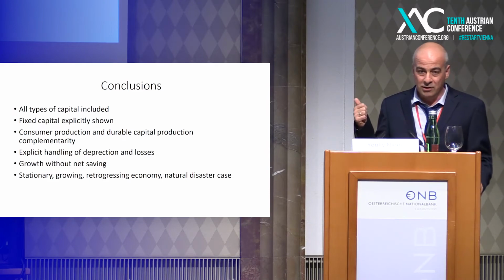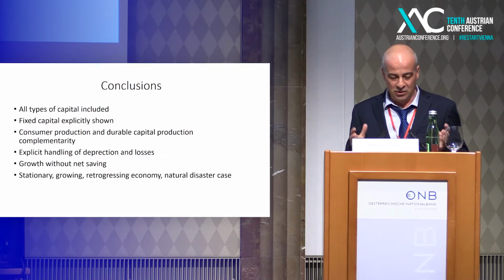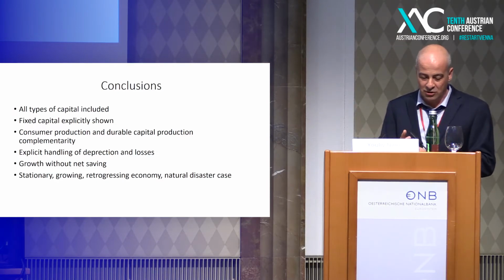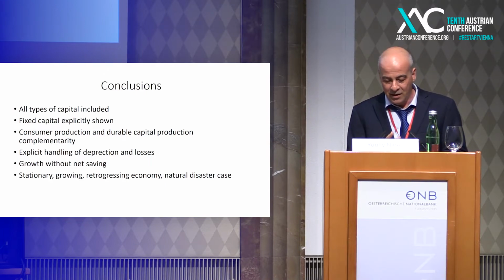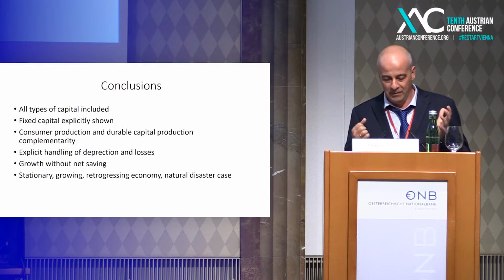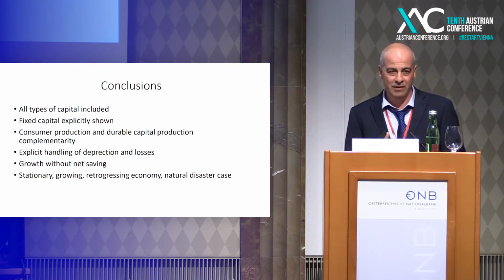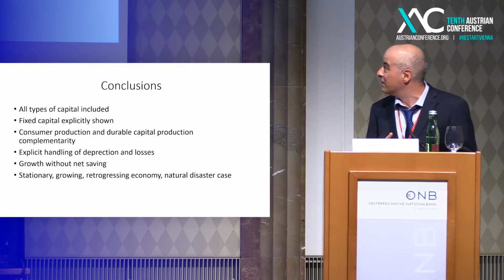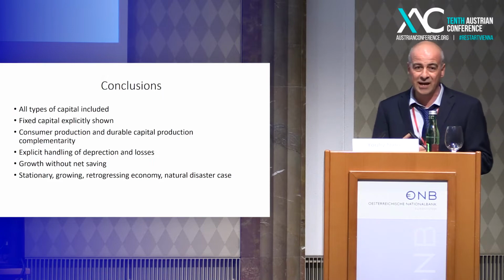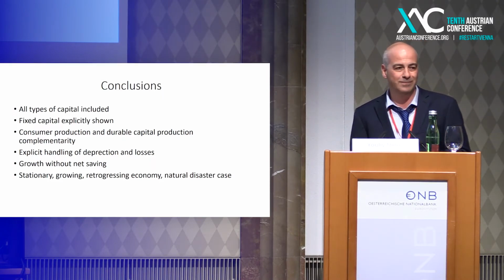This structure works in a situation in which there is no net saving, which is something specific. And with the help of this structure, I can describe a stationary, growing, retrogressing economy, and even the case of a natural disaster or a general economic problem. But all this, as I said, is under a fixed monetary supply in a free market economy. The case of the monetary cycle is a problem for a future paper of mine. Thank you.